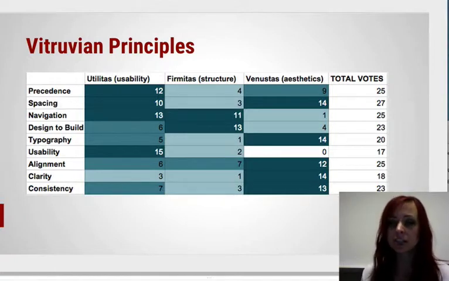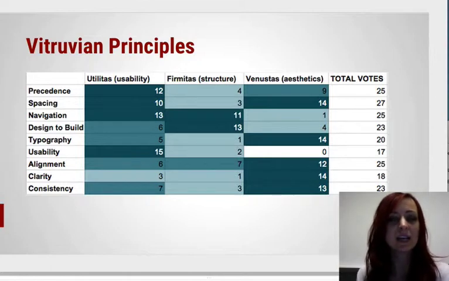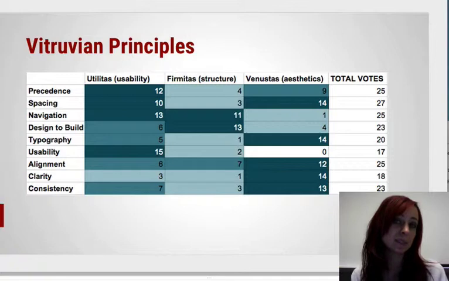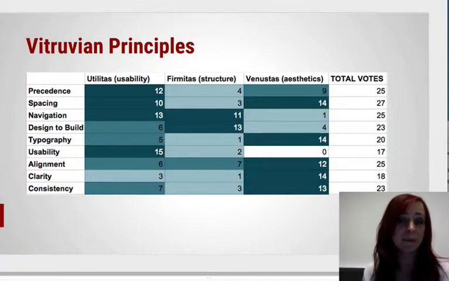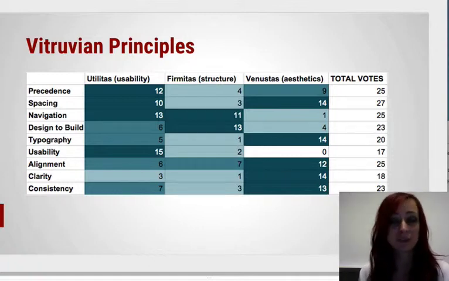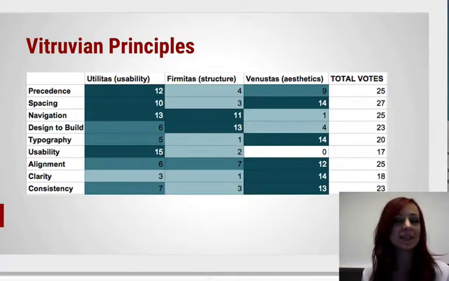And so what this chart shows, I think, is that there's not necessarily a lot of agreement. For example, with spacing, 14 people said it was Venustas, but 10 people said it was Utilitas. But actually, there's only 17 people in the class, so there were 27 different votes. You guys could select more than one principle for each of these. So that high number, 27, shows that people thought spacing was more than one issue. Spacing, they said, is not just usability, it's also largely aesthetics.